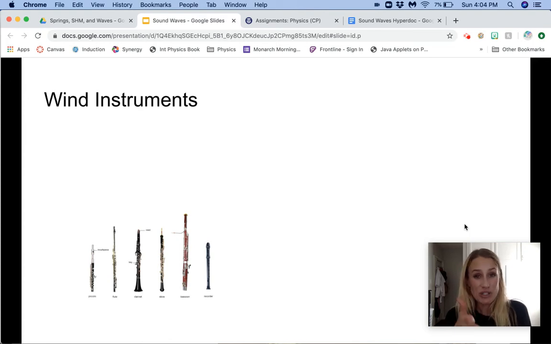So the bassoon, you probably already know this, especially if you're a musician. It's very large and it plays very low frequency sounds. So those sounds that it plays are much, much lower.